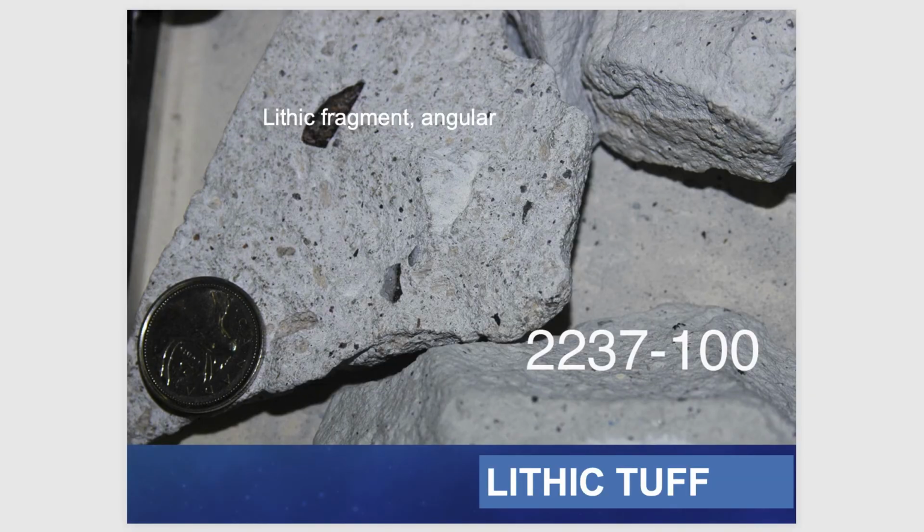If we give some examples, you can see a very light-colored, so white, tuff in this case, and this is a lithic tuff because you can recognize the edges of rock fragments contained in the tuff. A tuff is quite easy to recognize because of the low density. Usually it's quite light in terms of weight, and it can be quite spongy as well.